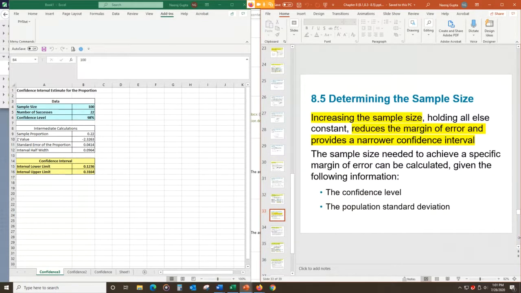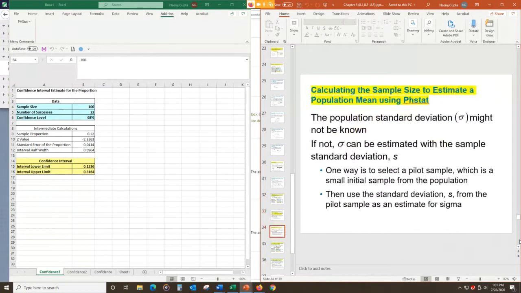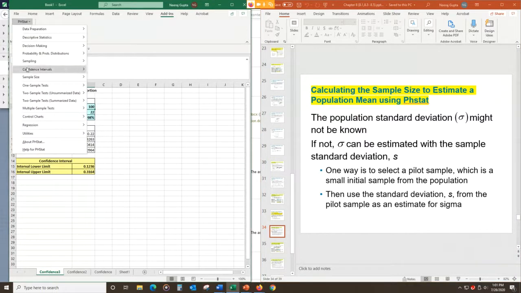So now next comes the sample size, for mean and proportion. We will use PHStat, and you see sample size. If we need to find the sample size for the mean, we will choose determination for the mean. If we need it for proportion, we will choose this one.